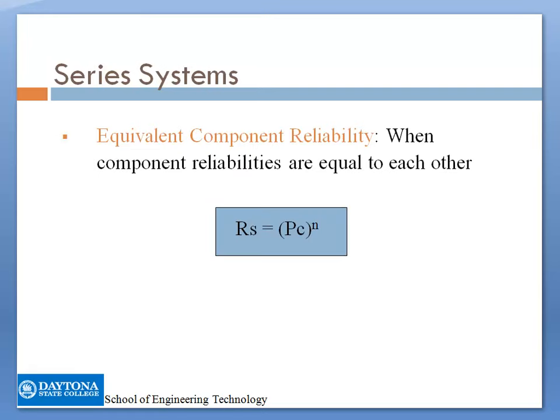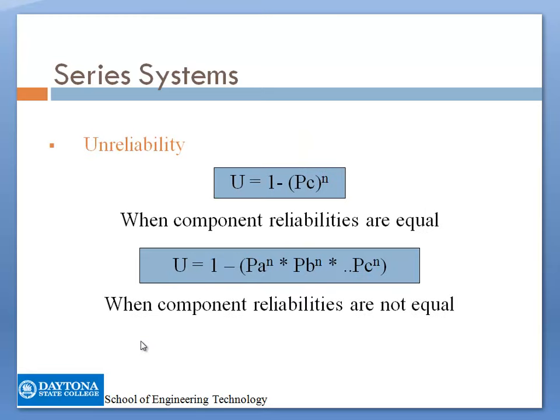Also, if all the components within the system have the same reliability value, you can use this formula for the system reliability, which is the reliability value of each component raised to the number of components. And this is how we calculate the equivalent component reliability. If you want to find the unreliability, remember, because it's a probability value, you just have to subtract the probability of the system from 1, and that will give you the unreliability of the system.